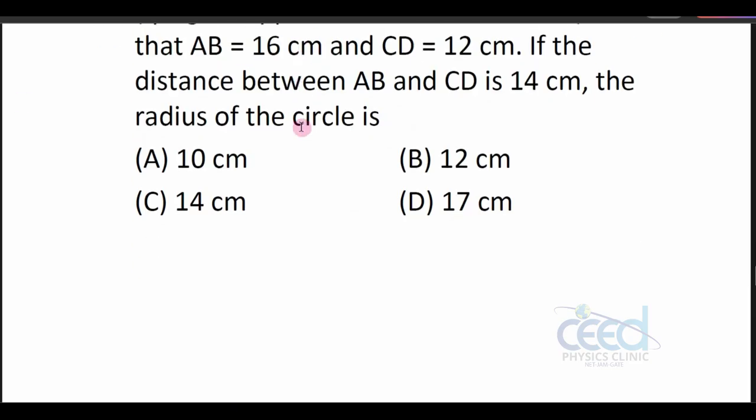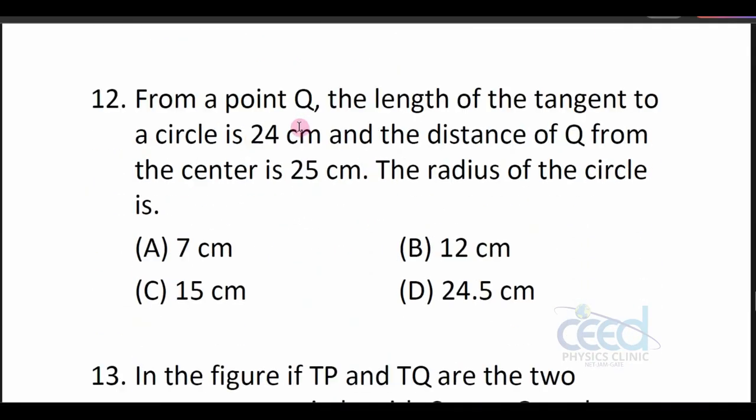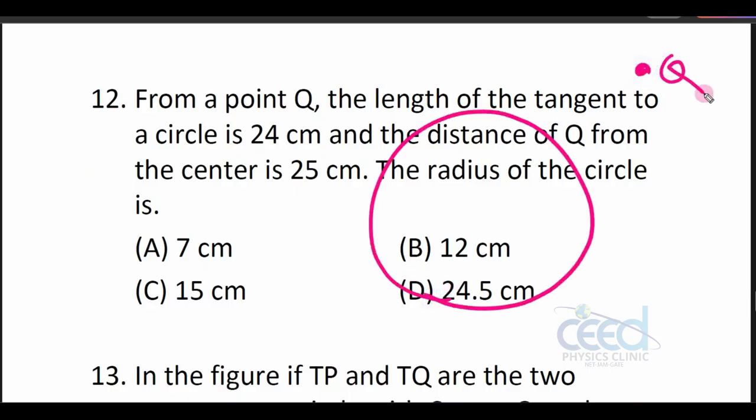Now let us go to another question. From the point Q, the length of the tangent to a circle is 24 centimeter and the distance of Q from the center is 25. The radius of the circle is? That means from a circle, outside you have a point Q, right? So the tangent to the circle is 24. You draw a tangent from this Q, that is 24, and the distance from the center is 25, they have given. And what is the radius of the circle?